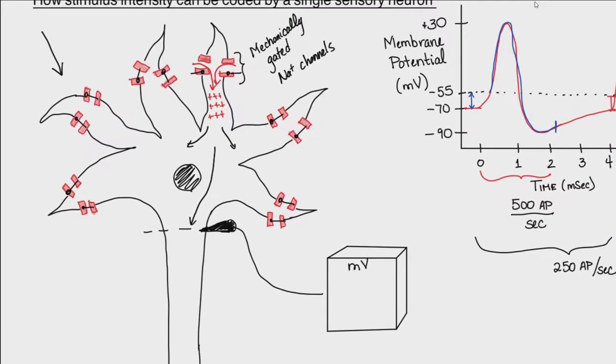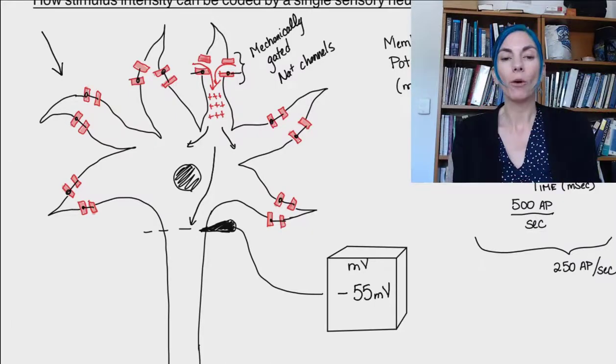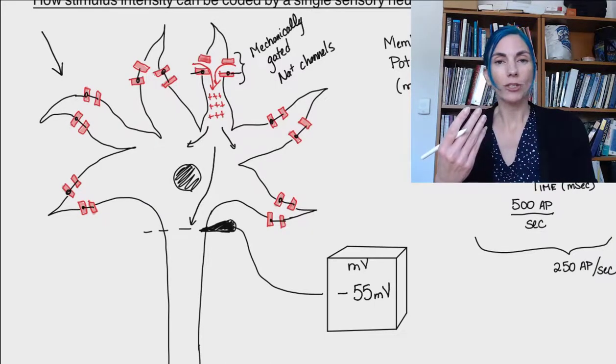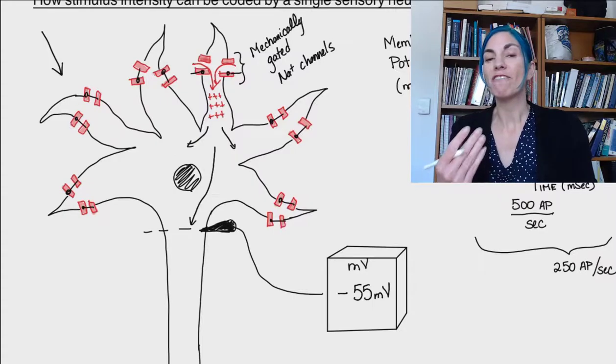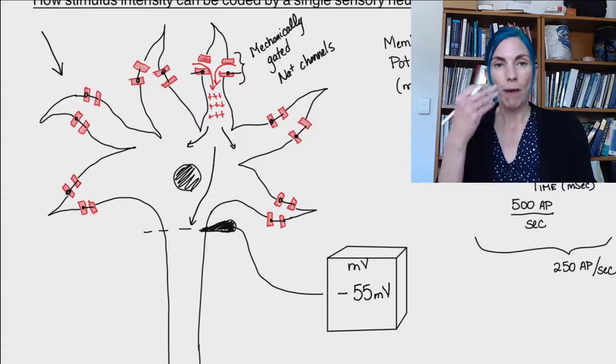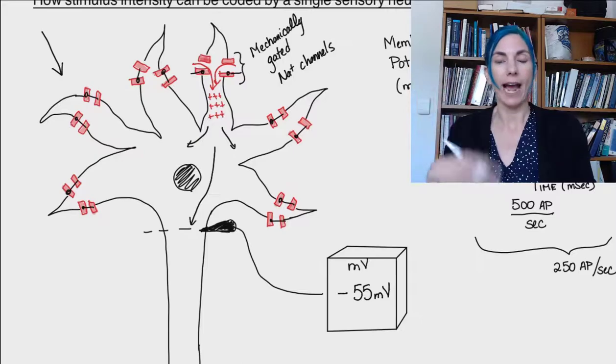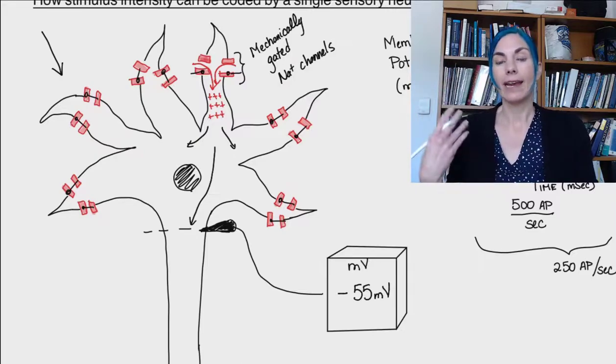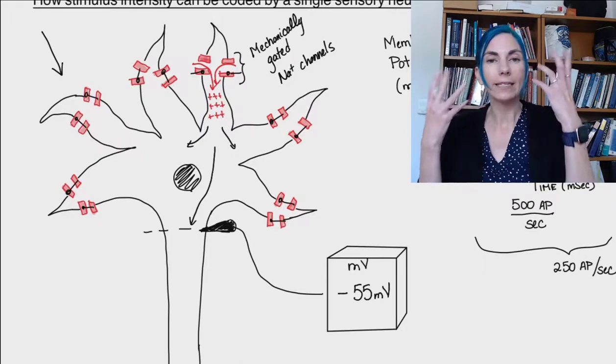So maybe by the time we get to the axon hillock, my membrane potential is barely over threshold, and I start action potentials, but only 1 per every 4 milliseconds. So my brain is getting 250 action potentials per second, and it assumes that is a weak signal.